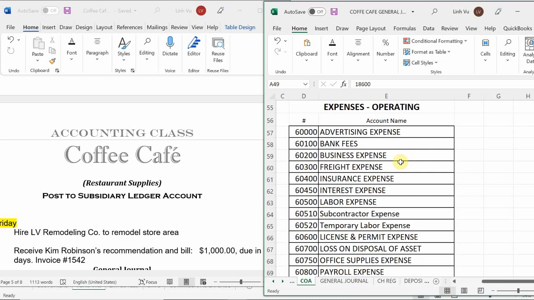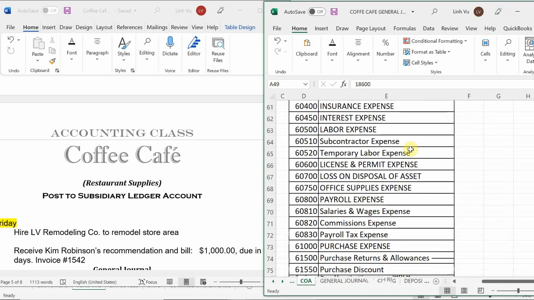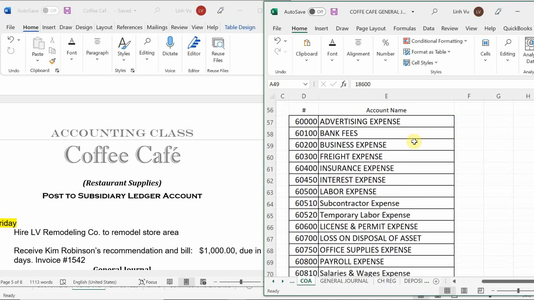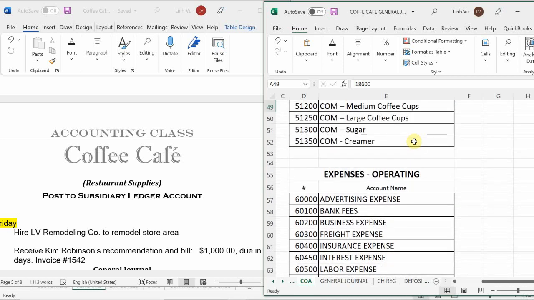Is it a license and permit? No, she didn't work for us. Is it a loss? Is it office supplies? Did we have to pay her on payroll? She's not even an employee. So in this case, out of all the expenses that we have listed out here, business expense is going to be the most reasonable account to use, because you got her to consult a business idea to you. So in this case, business expense is going to be correct.